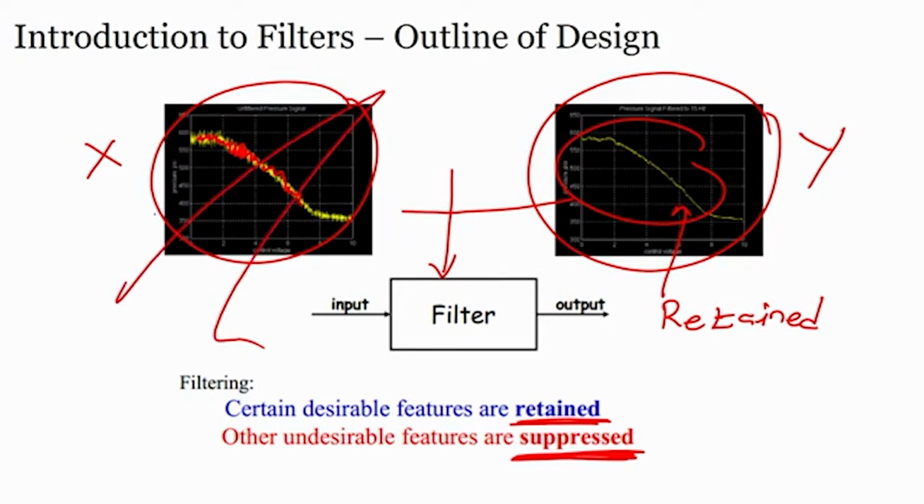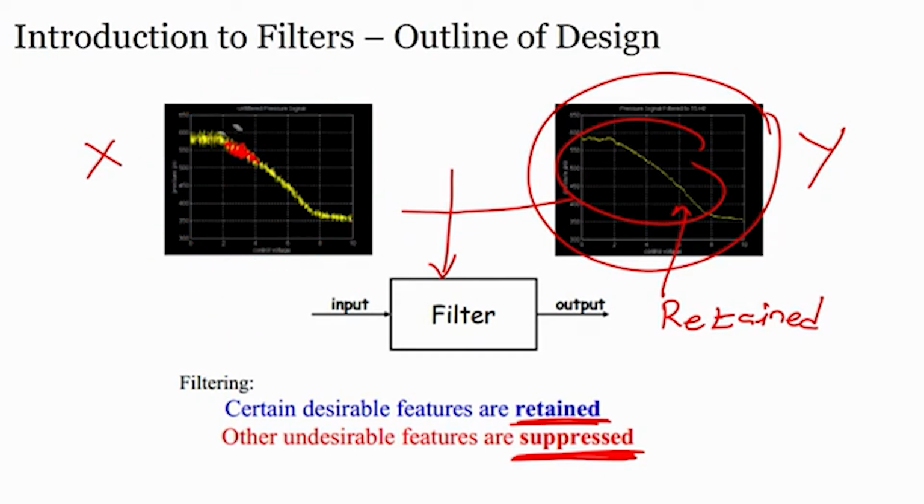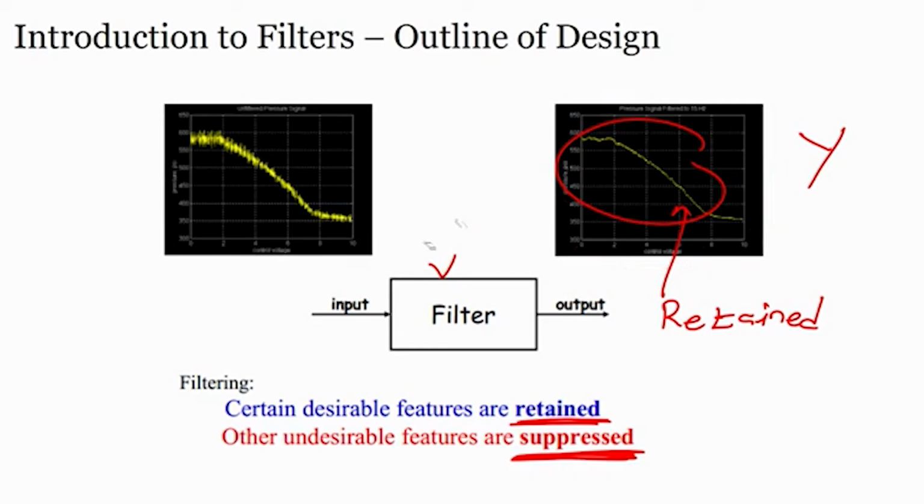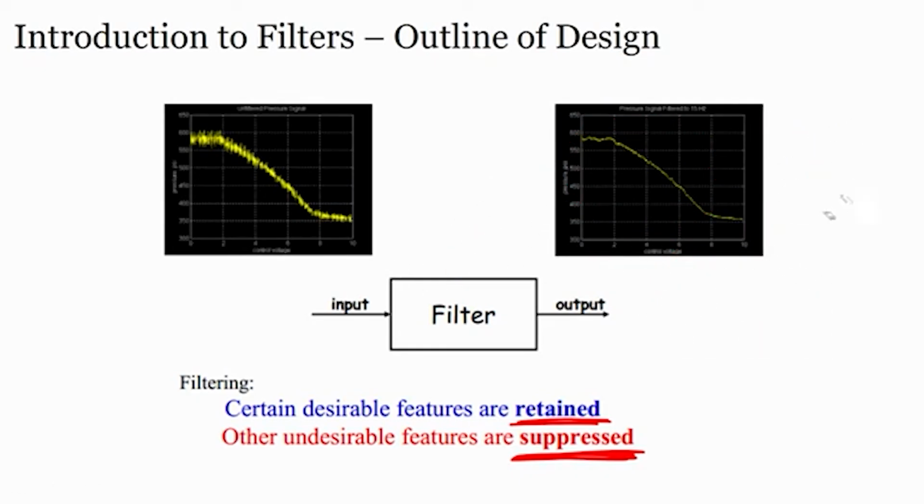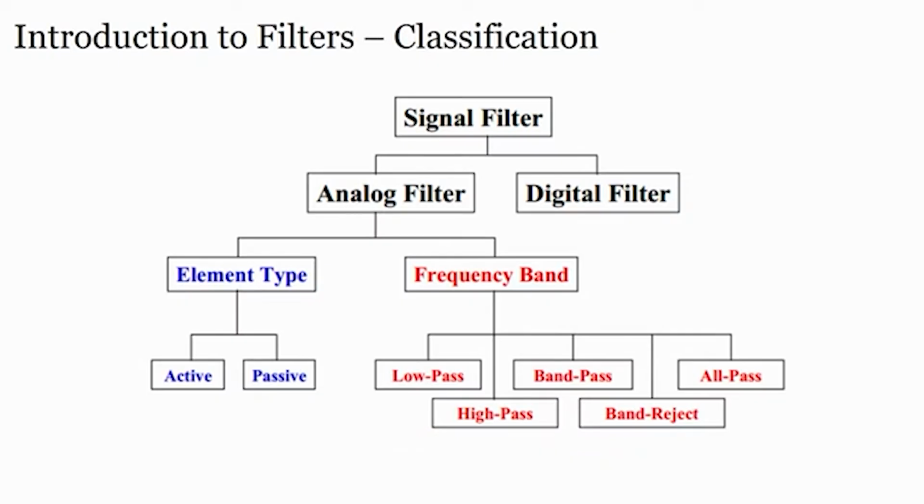Now, these filters can be active, can be passive, can be low pass, can be high pass, can be band pass, can be notch or band reject, and this module is focused on understanding the low pass filters, alright. So, let us see the next slide.